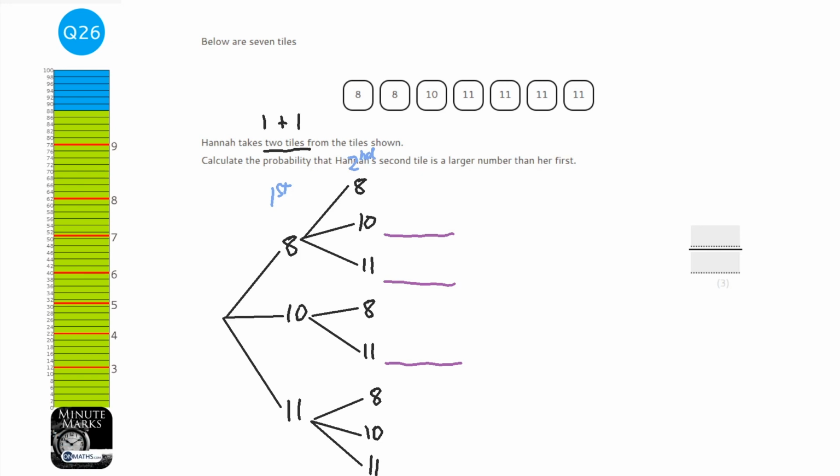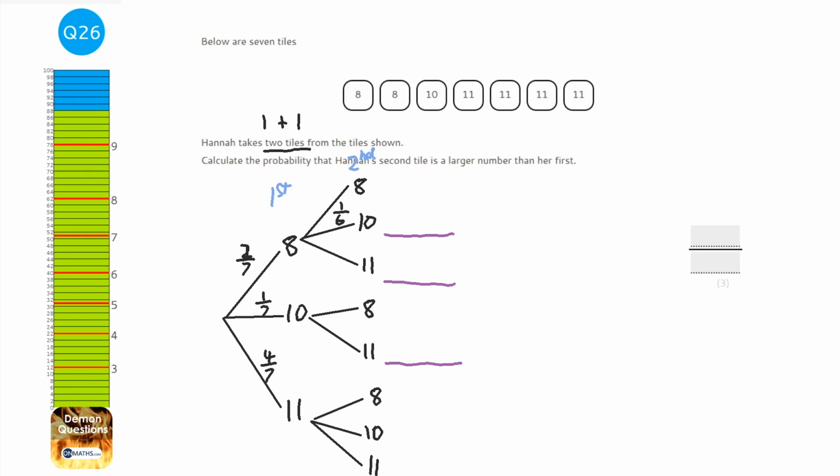Well, all of the first probabilities are going to be 1 out of 7, because there's 7 tiles. Okay, so the chance of picking 8 is 2 out of 7, because obviously there's 2 8s. 1 out of 7 for 10, and then 4 out of 7 for 11. Okay, next, if you picked an 8, then there's only 6 left, and there's 1 10. So that's going to be 1 over 6.